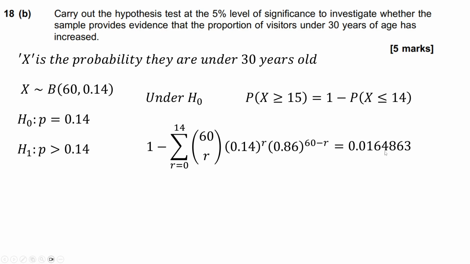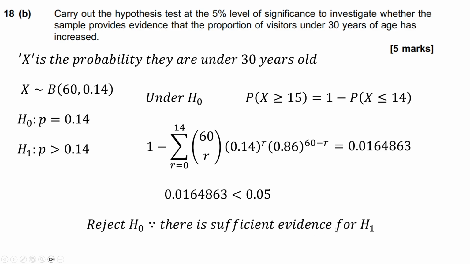Anyways, you'll get this as your answer, and then you compare that to the 5% significance level, which is 0.05, and you see that it's less. So that means you reject H0, the null hypothesis, because there's sufficient evidence for the alternative hypothesis, because it's much smaller than this. And that's the entire paper.